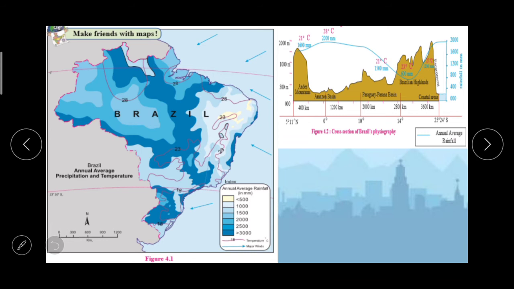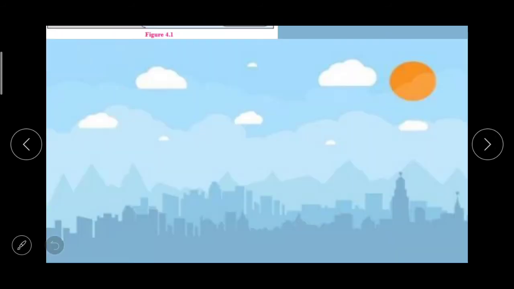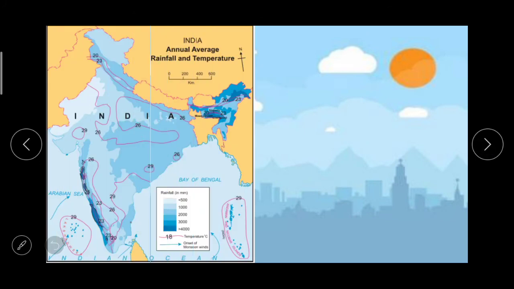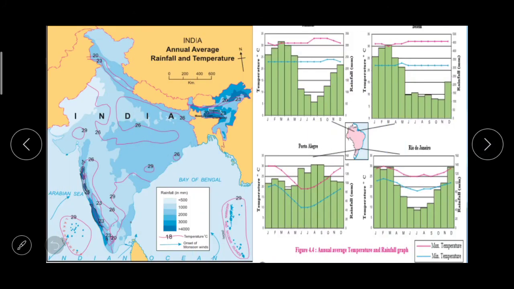Now, by observing these two figures, figure 4.1 and 4.2, you have to find out the answers to these questions, and not only of Brazil. Two more figures are given, figure 4.3 and figure 4.4. Figure 4.3 is of annual average rainfall and temperature of India, and 4.4 is the annual average temperature and rainfall graph. Again the questions are given and you have to find the answers by studying these two figures.